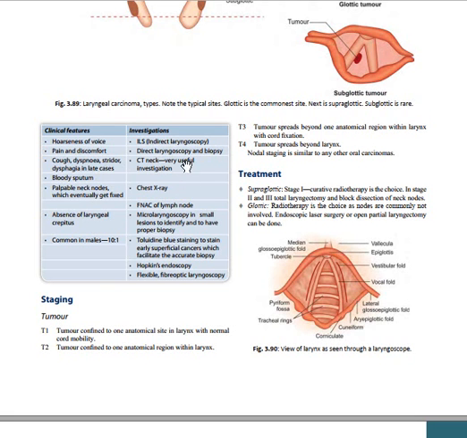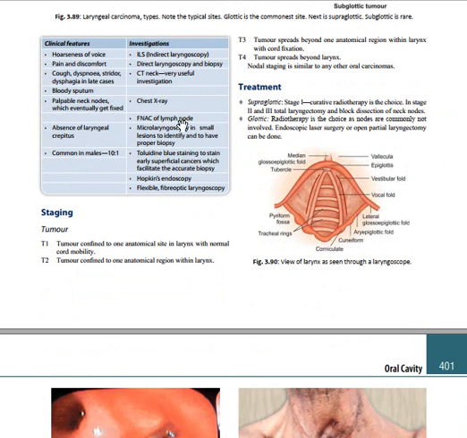A CT scan of the neck is very useful to visualize the extension of the cancer. The next thing is to do a chest x-ray. A chest x-ray may also help you see the extension of the cancer. Then you can do a fine needle aspiration. You cannot do fine needle aspiration of the tumor after the biopsy. This is the fine needle aspiration of the lymph node, to know if there is extension to the lymph node. But if you want to do fine needle aspiration of the tumor, you will do it before you do the biopsy.